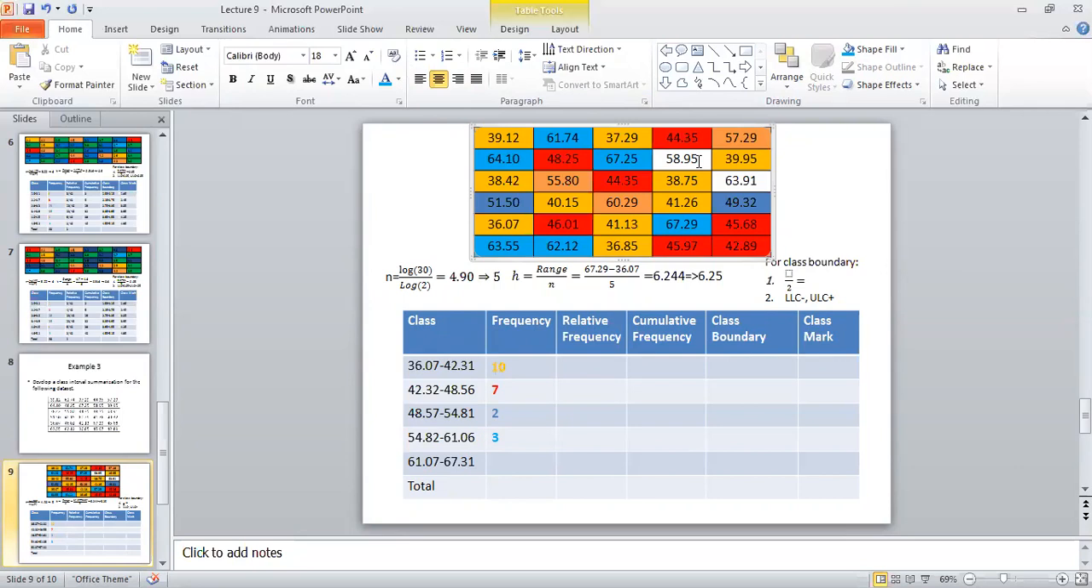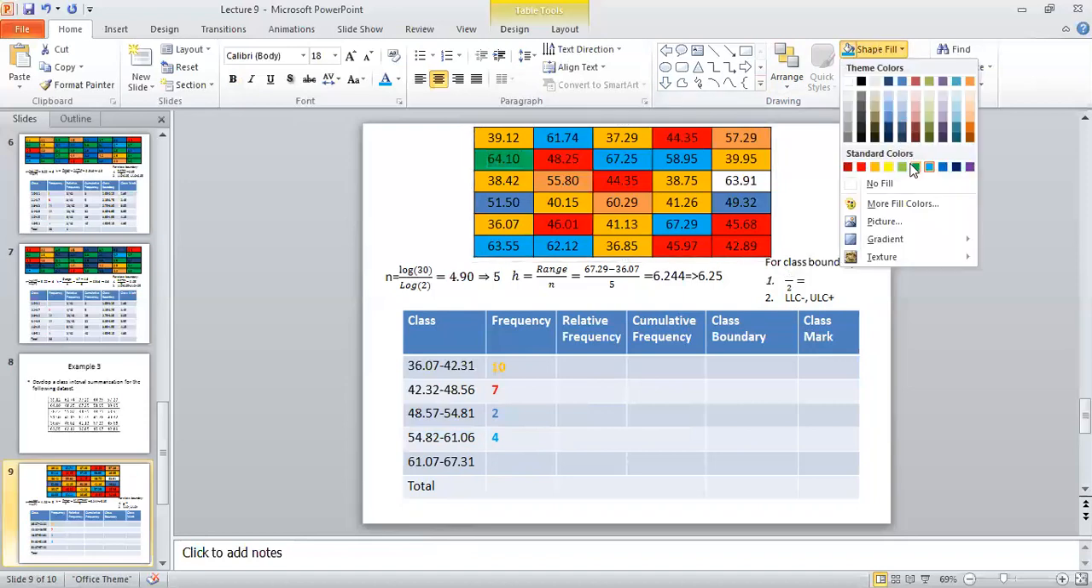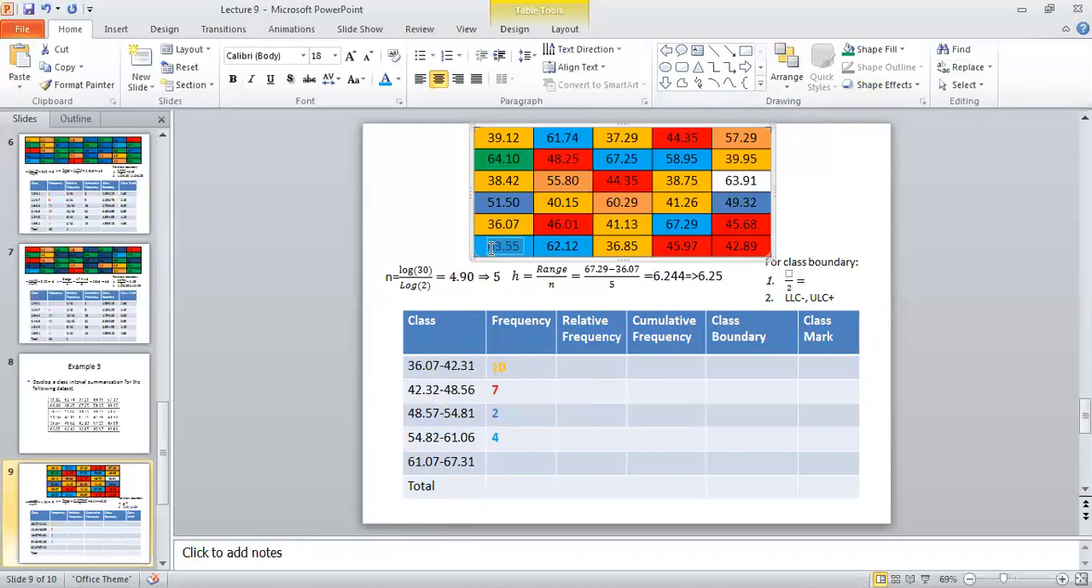Actually, there's some mistake with the colors, so I'm going to rectify them. And the last, first, let me make it four. And the last cell that we are going to use, 61 to 67. There's a mix up of the colors, so I'm going to change it to green so things can be rectified. Yep, so it's better this way. So 61 to 67, I'm going to change them with green.